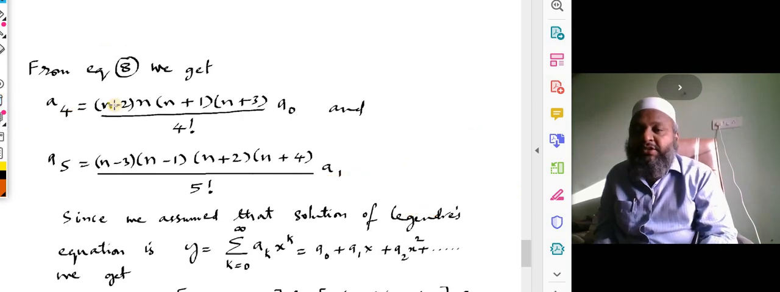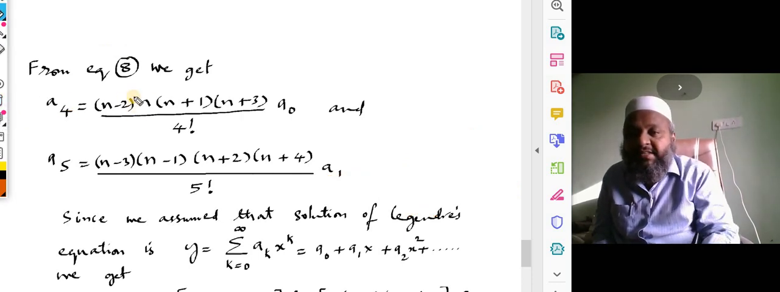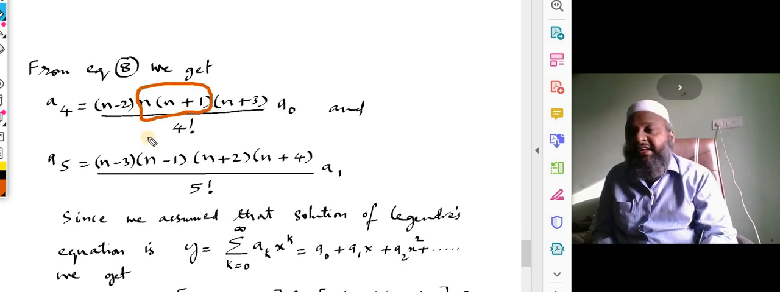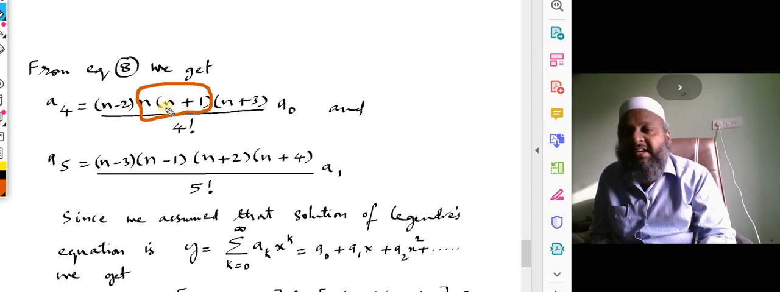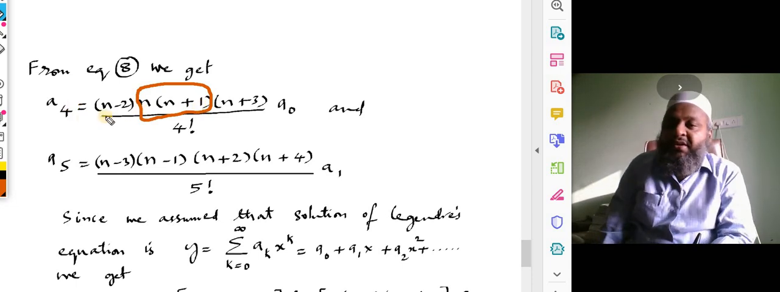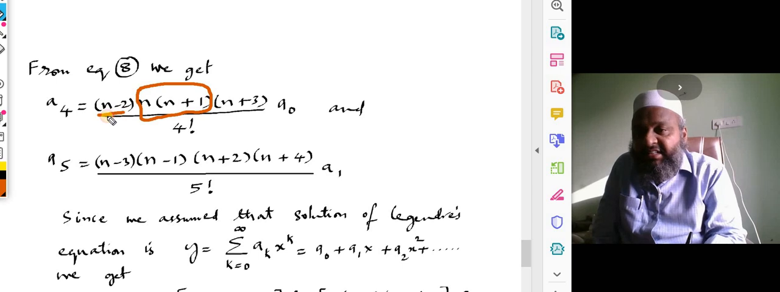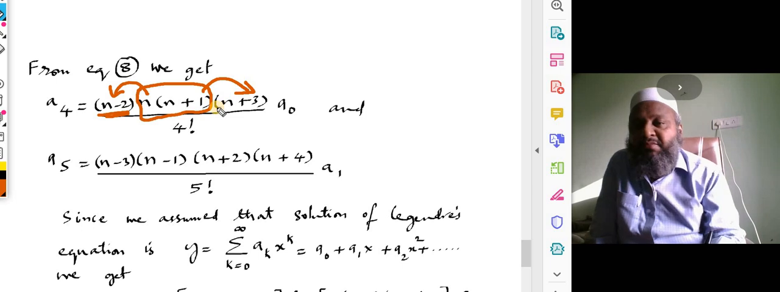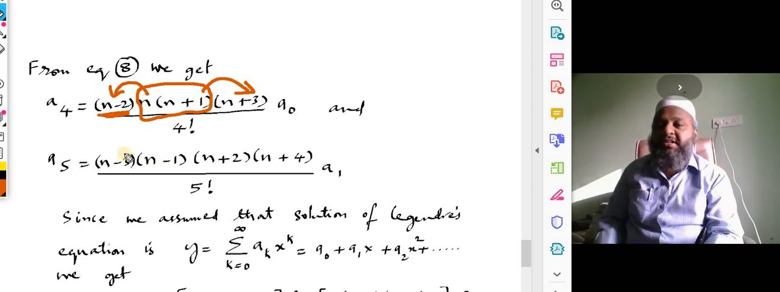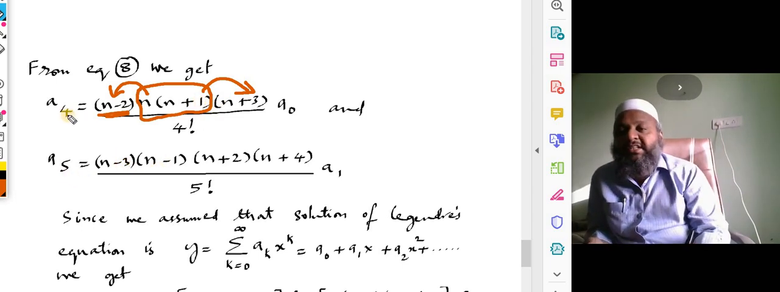Now a4, so in this a4, this part n into n plus 1 is for a2, and again a2 is written in terms of a0. So finally you just remember this middle part n into n plus 1, which is for a2, and that this new factor is 2 less here and 2 more here. This same common logic is used in all the coefficients. So for this a4, 4 factorial.